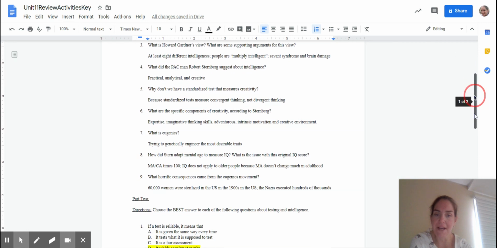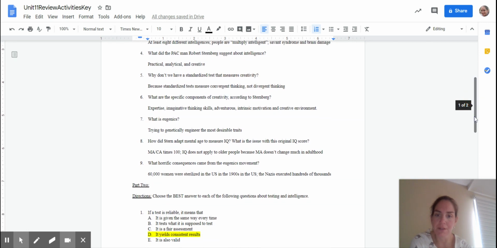What did the Pac-Man Robert Sternberg suggest about intelligence? That there were 3 types. He really was into this triarchic theory, triangular theory of intelligence. Practical, analytical, and creative. And analytical is the type of intelligence that we typically think about. Practical is going to be street smart. Creative is divergent thought, problem solving ability, etc.